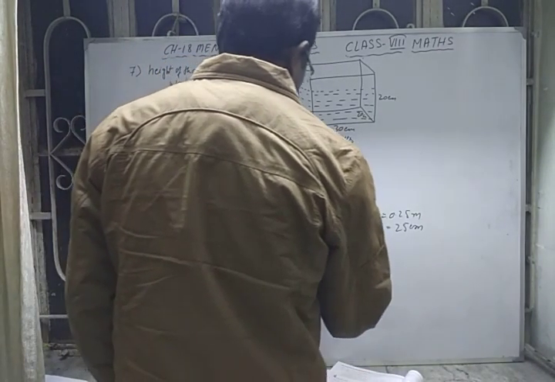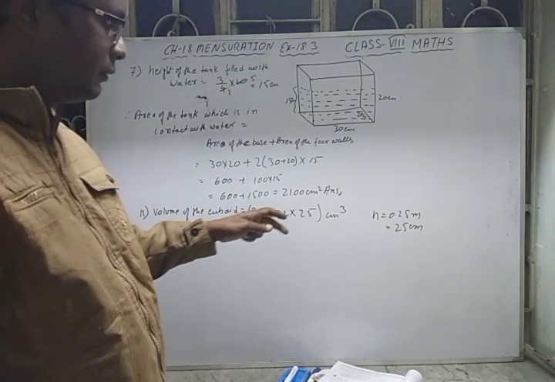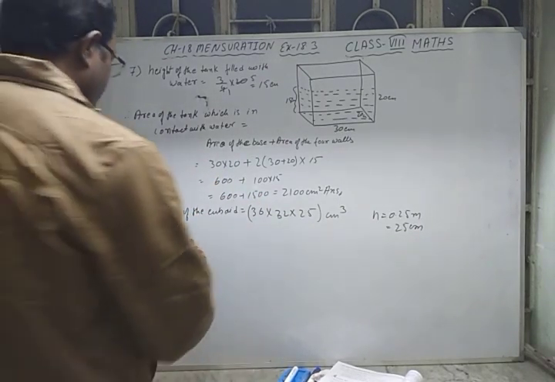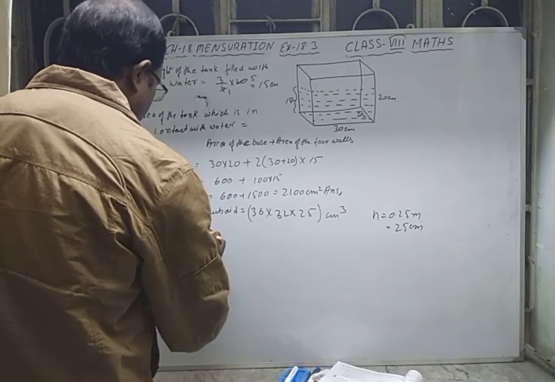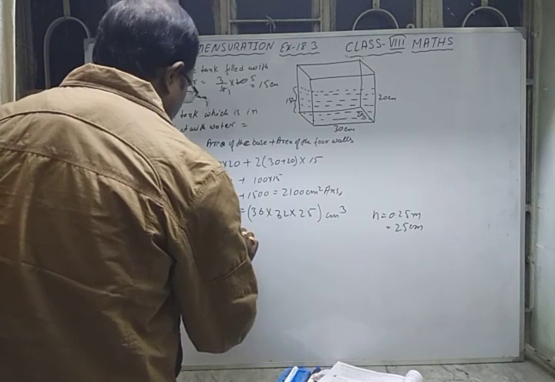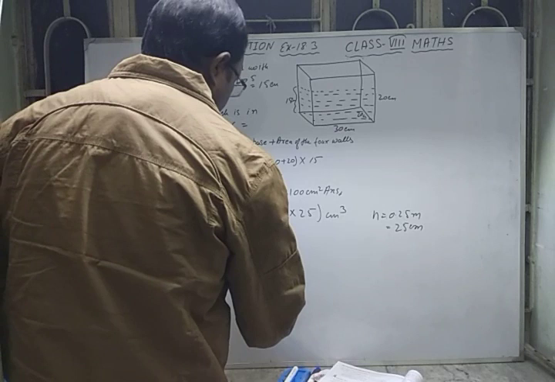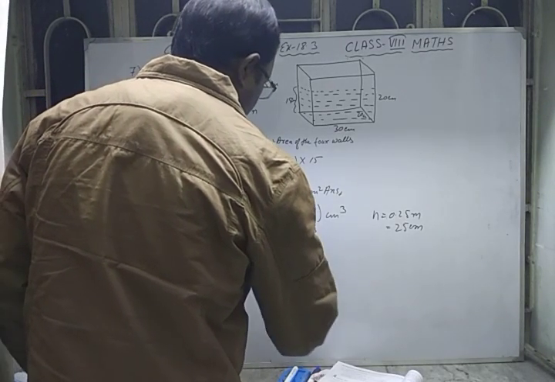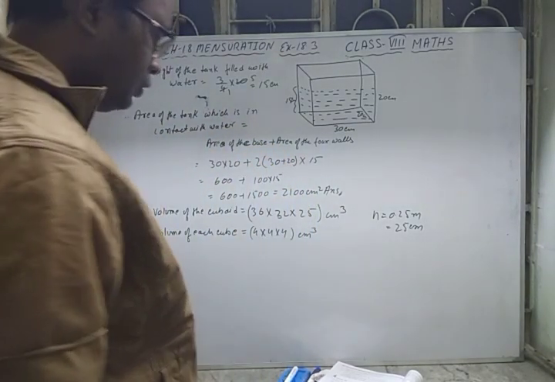This is the volume in centimeter cube. Now we will not multiply this volume because it will be easy for us to do the next part of the question. Now you find the volume of each cube. Volume of each cube is equal to, the dimension is given 4 centimeters, so it will be 4 into 4 into 4 centimeter cube.